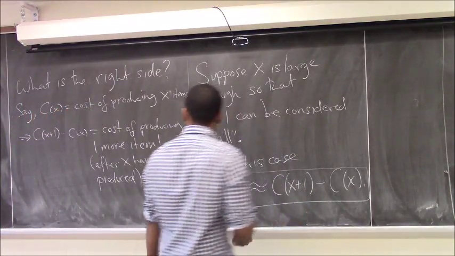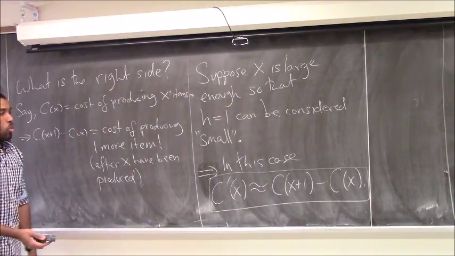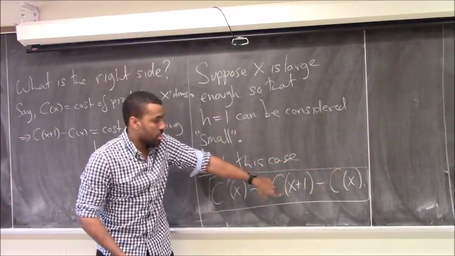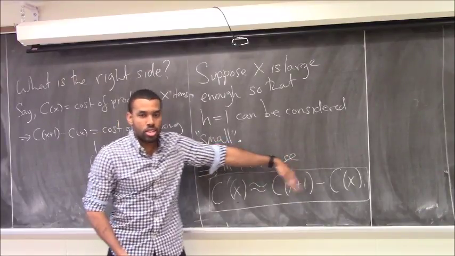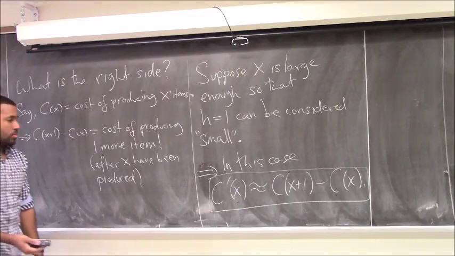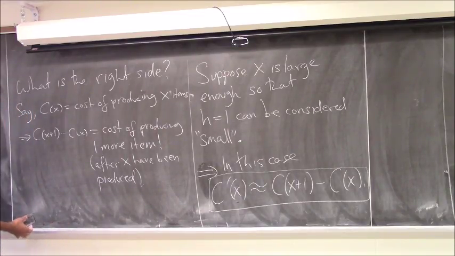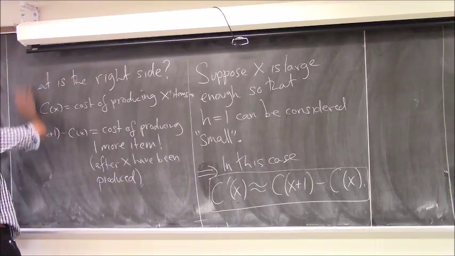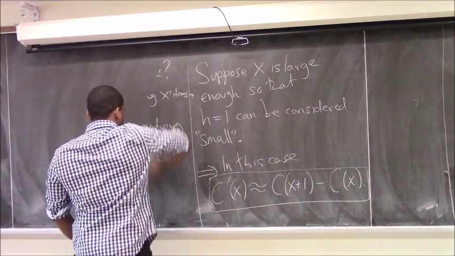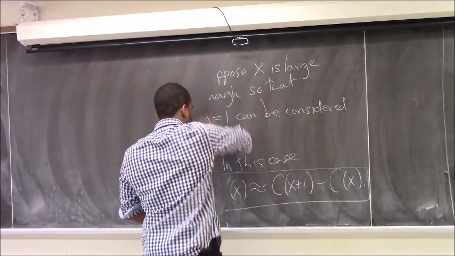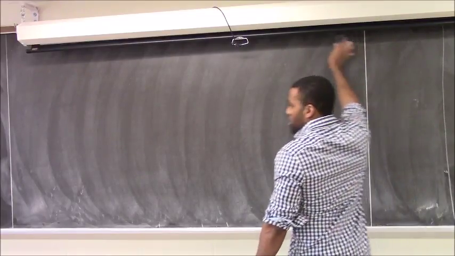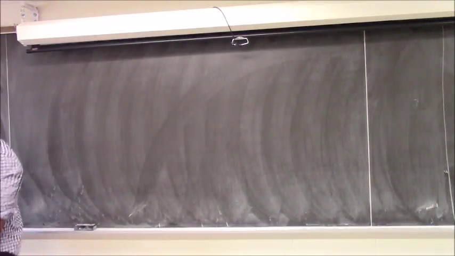So H is the additional item? Yeah, the one here is representing the additional item. So this is the cost of producing X items, this is the cost of producing X plus one items, and you're finding the difference between the two. All this is written on that handout anyway, but I thought I'd explain it again on the board. But that's the interpretation.